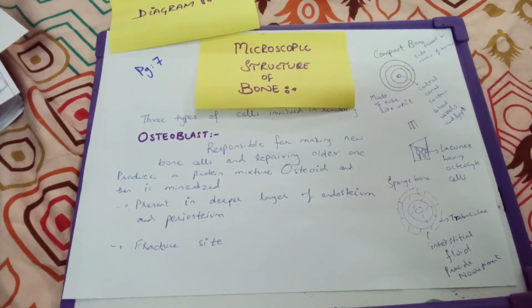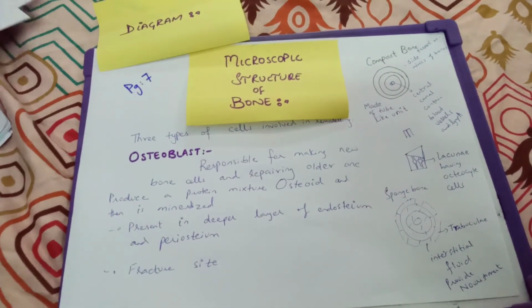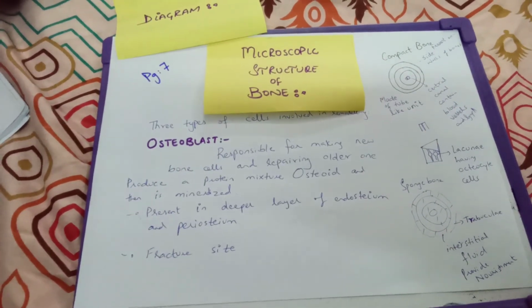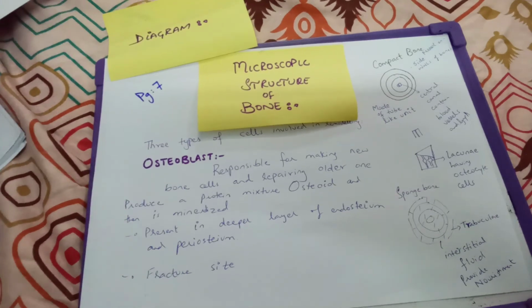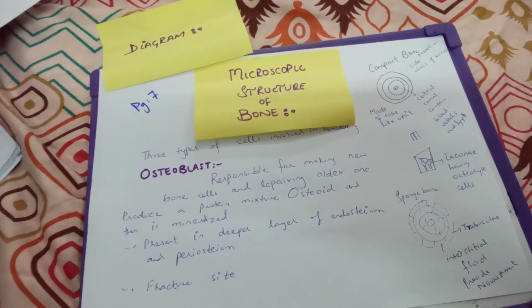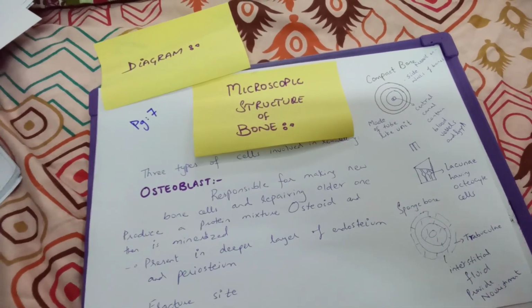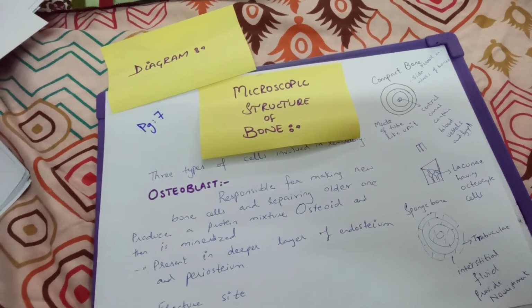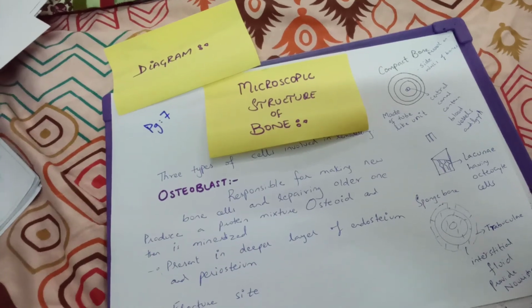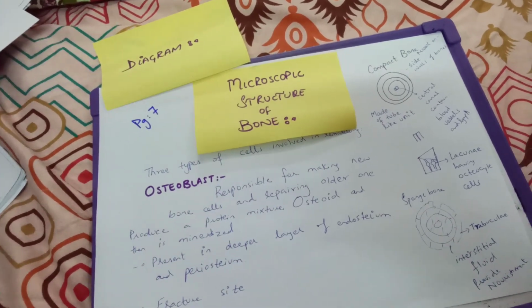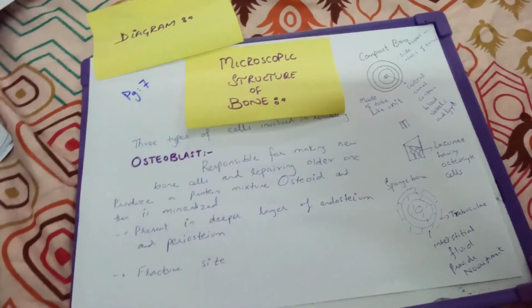Alright, and now the second type of cell is osteoclast cell that helps to eat away the old bones. Okay, clasts are eating bone cells. Blasts are forming, clasts are eating. Okay, blasts are forming, clasts are eating, right?